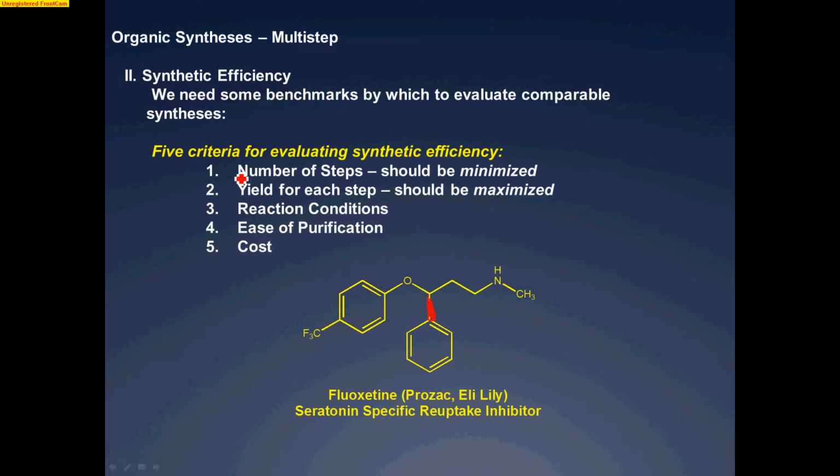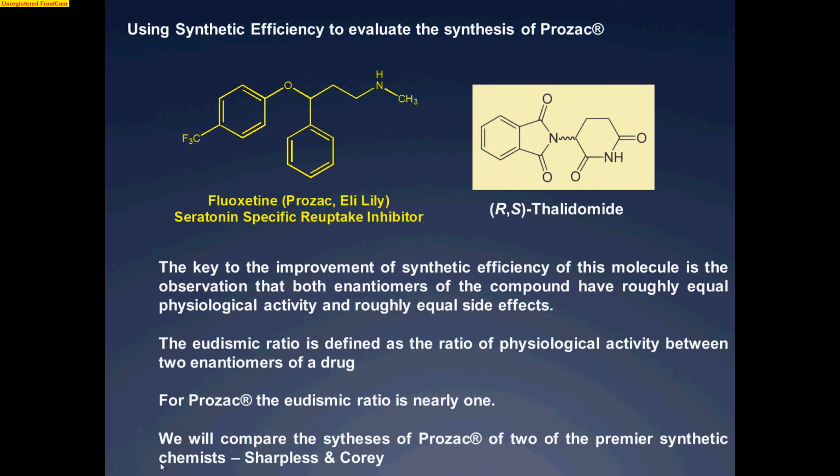Okay. So when thinking about an effective route for anything that's going to be made in a commercial setting, you need to think about the number of linear steps, your yield for each step, reaction conditions, and probably the aspect that you're least familiar with is ease of purification. And that, as it turns out, is probably the number one bottleneck in terms of identifying and synthesizing molecules that can be utilized as drugs. Okay, so this is Prozac.